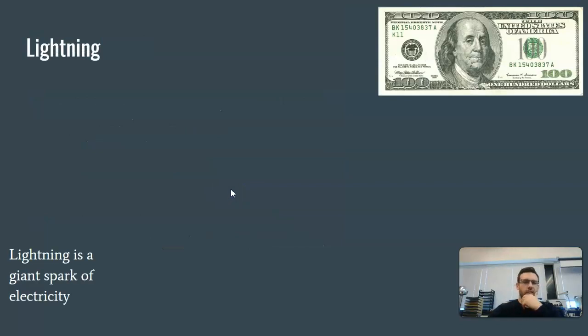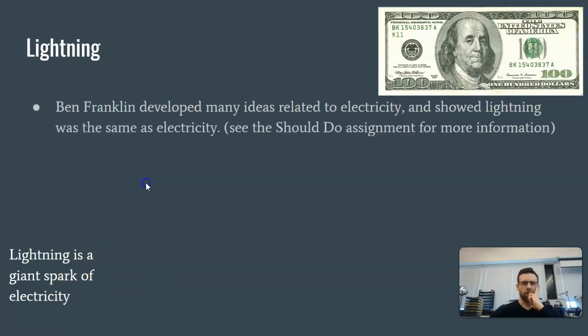All right, and then lightning. You might have heard of this guy, Ben Franklin, kind of a big deal. He's on the $100 bill. And lightning is just a giant spark of electricity. So let's look at how that works.